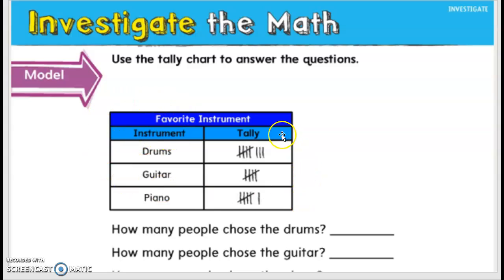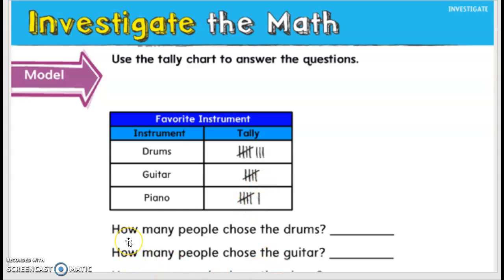Here's the chart. You can see it says favorite instrument. The instruments are drums, guitar, piano. On this side, we have the tallies. This is how many people. Like the drums, this means 5 and 3 more, 6, 7, 8. Guitar, this means 5, and piano, 5 and 1.